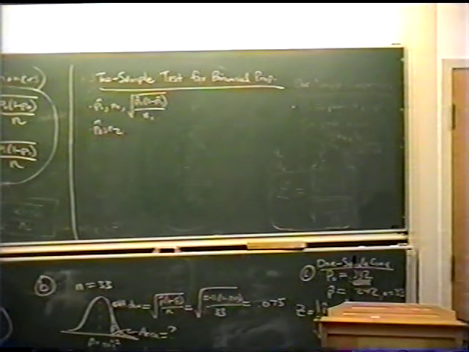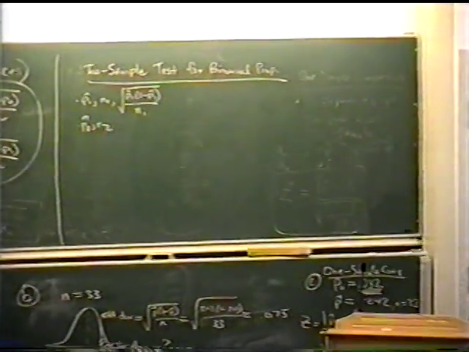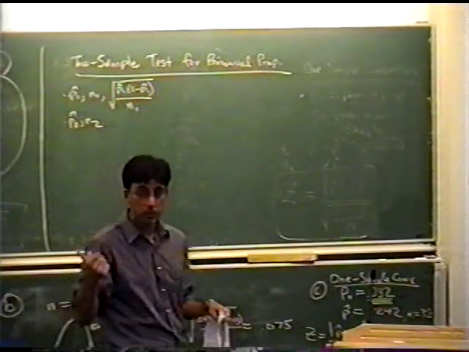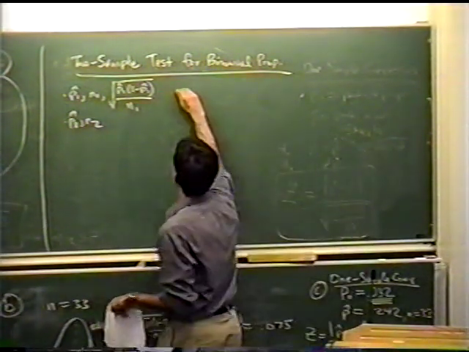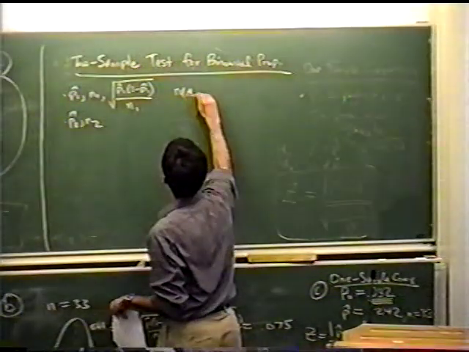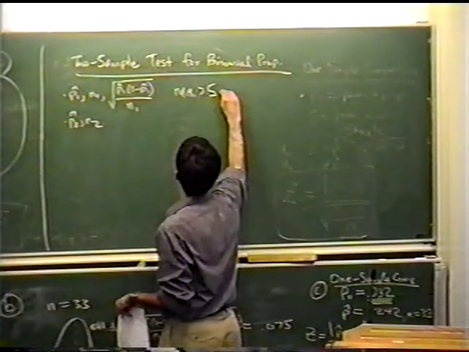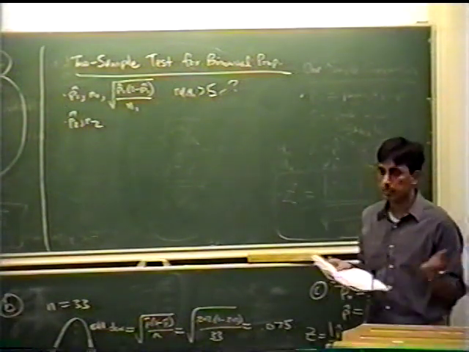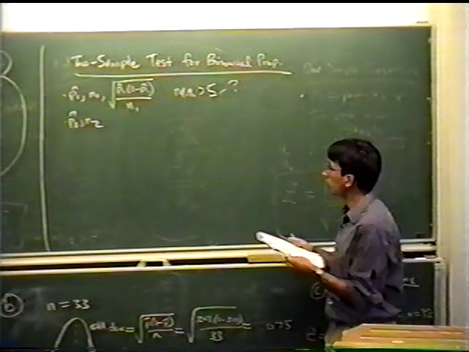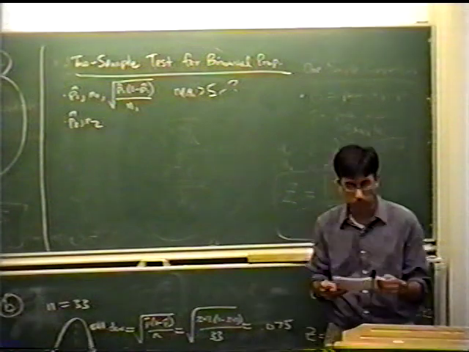The first thing you want to do always when you're dealing with binomial proportions is check if NPQ is greater than 5. So that's the first step. Is NP1, Q1 greater than 5? And let's read the question out loud so we know what we're doing.